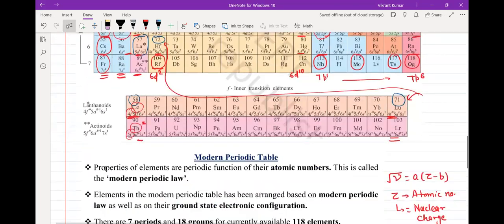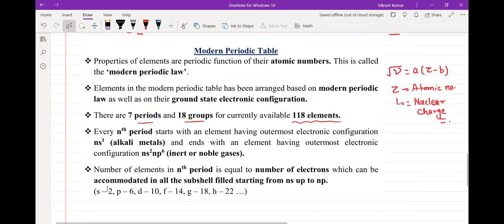So that's why, in the next point, if you see, I told you that every nth period starts with an element having outermost configuration ns1, which are called alkali metals. Later we will see this in more detail. And it ends with an element having outermost configuration ns2np6. There is an exception. What is that exception? The first period.